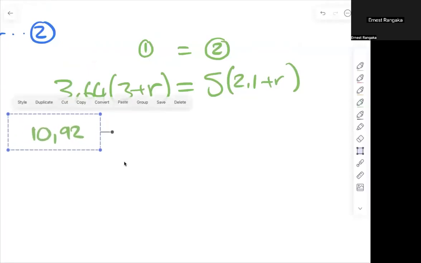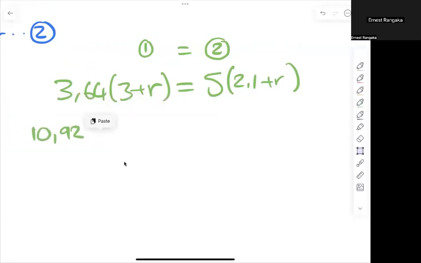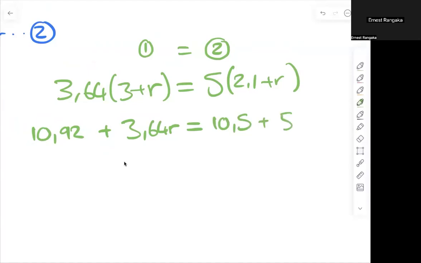You just move that to the side. Plus 3.64 times r is going to give me 3.64r. That's going to be equal to, on the other side, 5 times 2.1, which is 10.5, plus 5r. And then when I solve for r in this case, I'm going to try and be very quick with it.